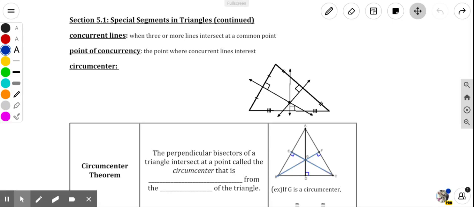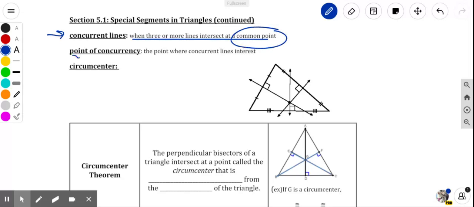Hey everyone. So today's lesson is some more with the special segments we've been learning about, but it's kind of a continuation of it. So there's a few vocab words we're going to learn. The first one is concurrent lines. Concurrent lines are three or more lines that intersect at a common point. That point is called a point of concurrency, and that's what we're focusing on today, points of concurrency. And so that's the point where the concurrent lines intersect.